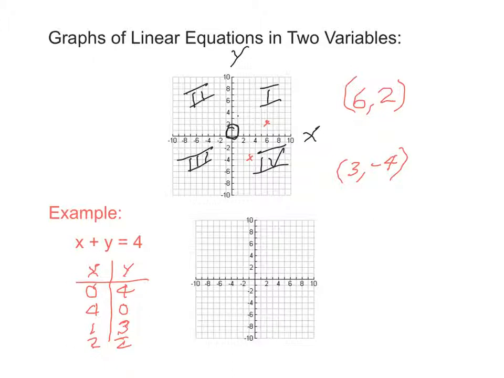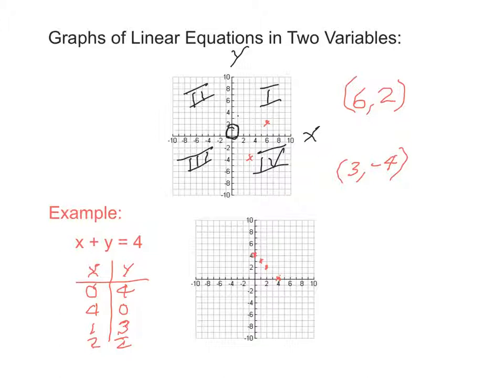So here's our xy coordinate plane. Now let's just pick these values from our table here. So if x is 0, y is 4. That puts it right there. If x is 4, y is 0, which puts it right there. And if x is 1, y is 3, which puts it right there. And if x is 2, y is 2, which puts it right there.